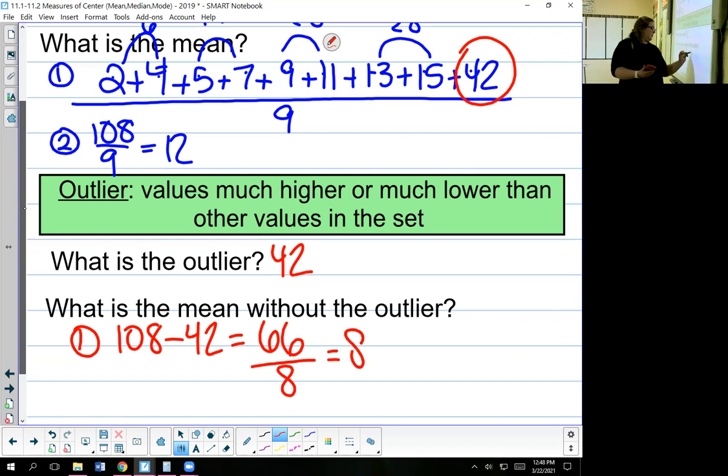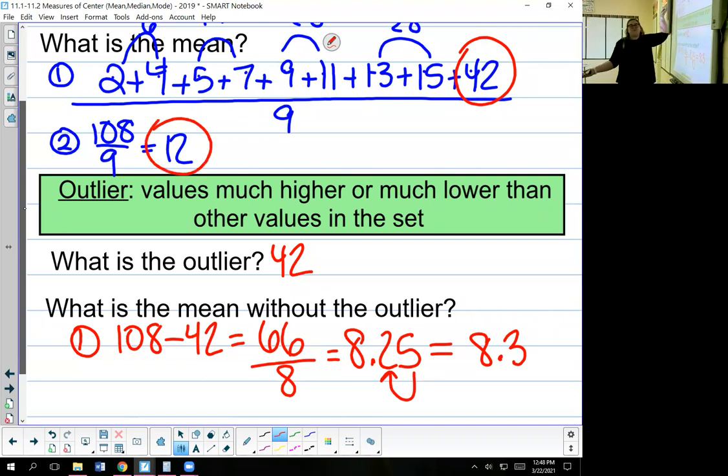And I got 8 and 25/100ths. If I ask you to round to the nearest tenth, which I usually would, it's 8.3, because the 5 tells the 2 to go up. Was your prediction true? Before, on average, people own about 12 shoes. Here, on average, without the outlier, it dropped down to 8 and 3/10. Was your prediction true? Hopefully it was, yes.